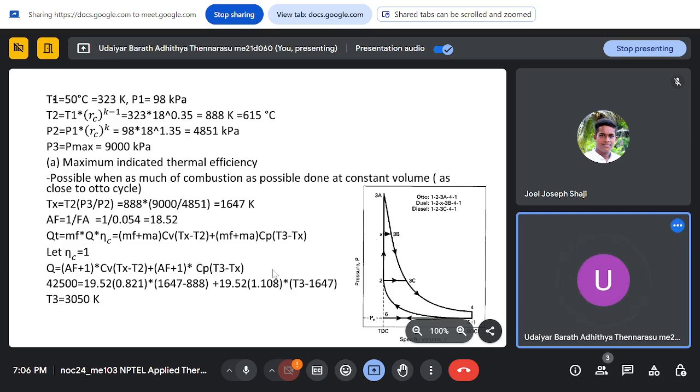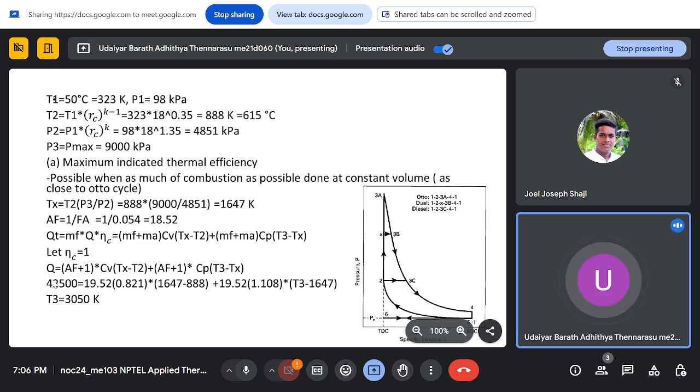So we know all the temperatures 2 and X, and we need to find out 3. If your X value pressure is less than your permissible pressure 9000 kilopascal, or the heat addition is fully at constant volume, then it becomes an Otto cycle. In this case your T3 becomes equal to Tx. So when T3 becomes equal to Tx, it becomes an Otto cycle. So this is the other way of checking whether it's an Otto cycle or diesel cycle.